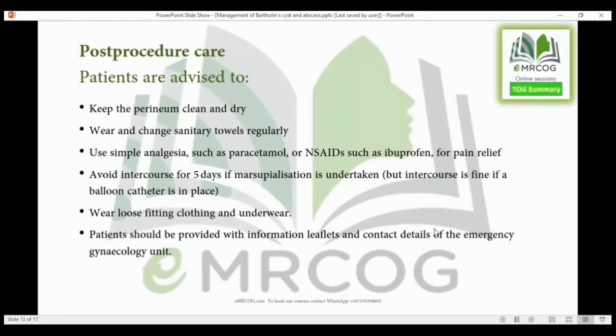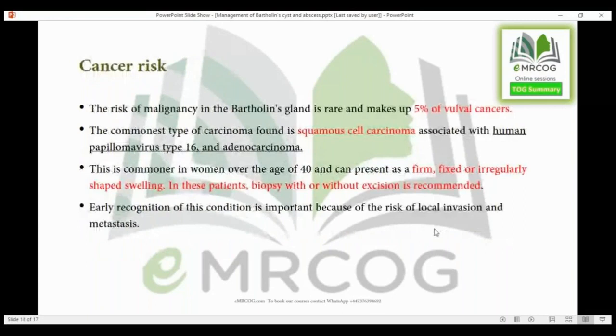And the most important one, please don't forget it in part 3 stations. You should provide your patient with a patient information leaflet and contact details for any emergency thing that can arise. This is very important. Don't forget to tell her, okay, I'm going to give you a patient information leaflet for whatever suspected complication that can happen, or how you can deal with it, and when you should come to the emergency gynecological unit.